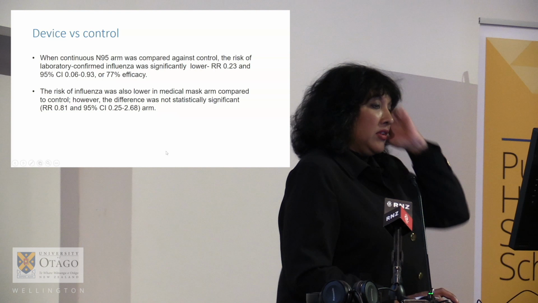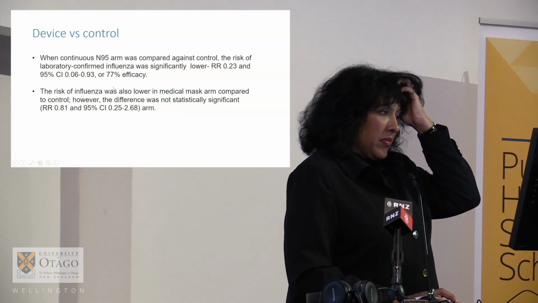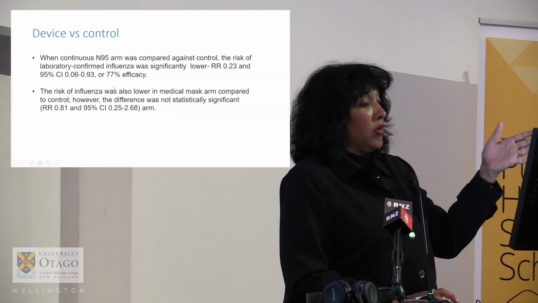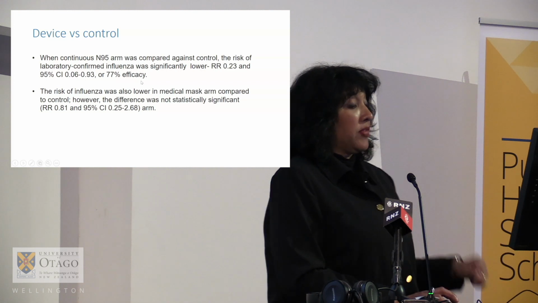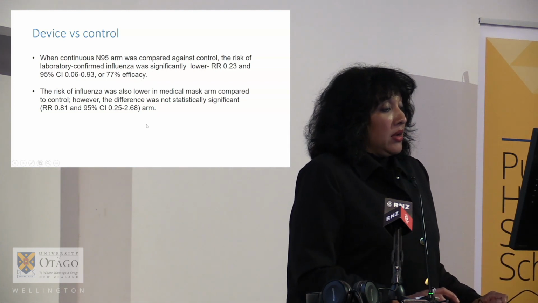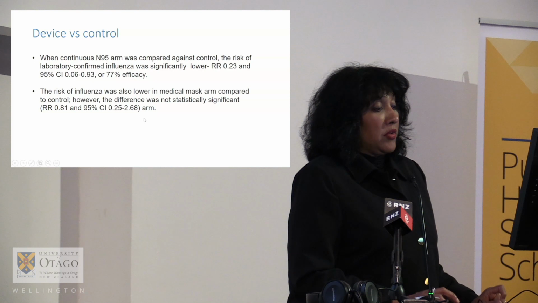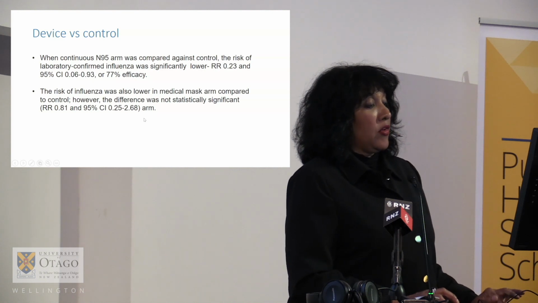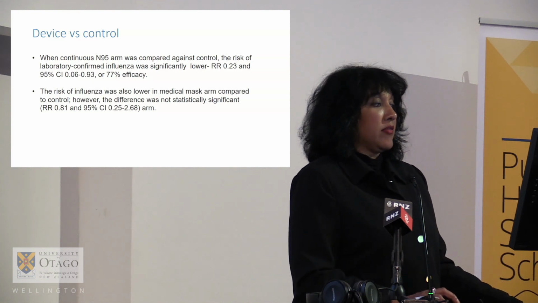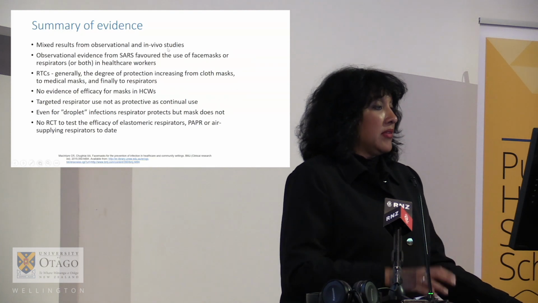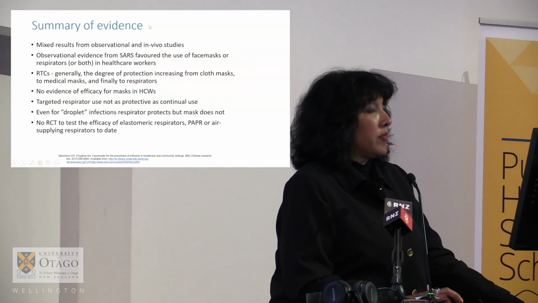However, when we looked at the continuous arm compared to control, the risk of lab-confirmed influenza was significantly lower. The risk of influenza was also lower in the medical mask arm compared to control, but the difference wasn't statistically significant. So in summary, there's a mixed bunch of evidence from observational in vivo studies.